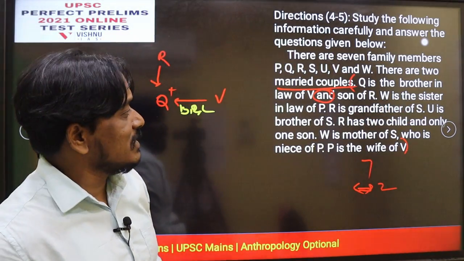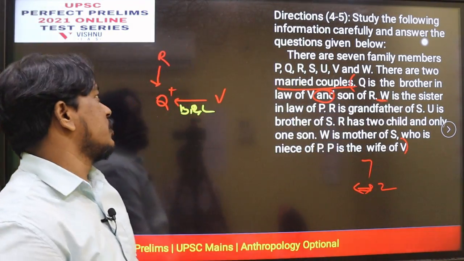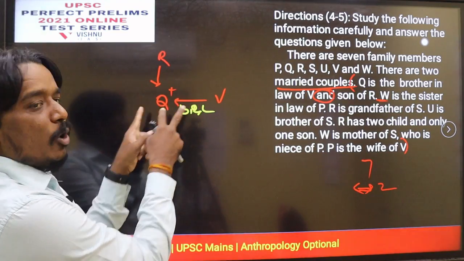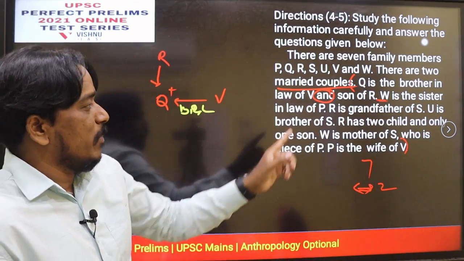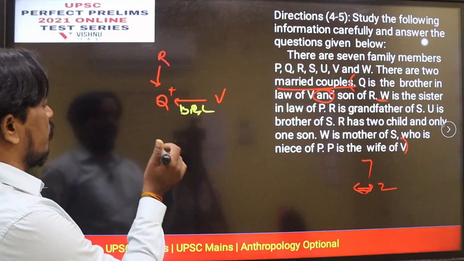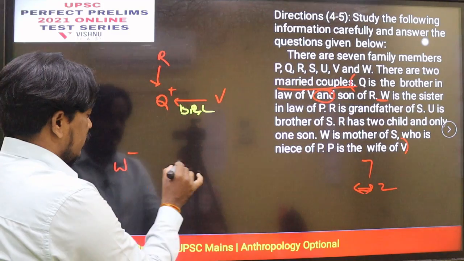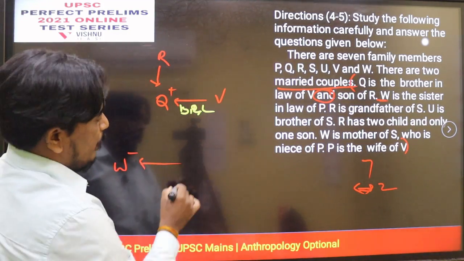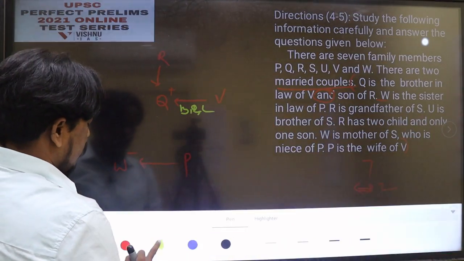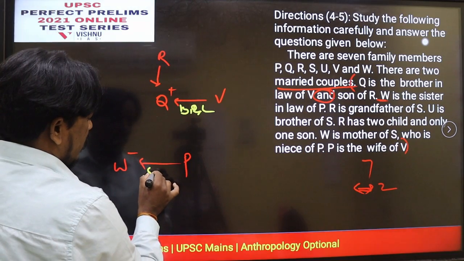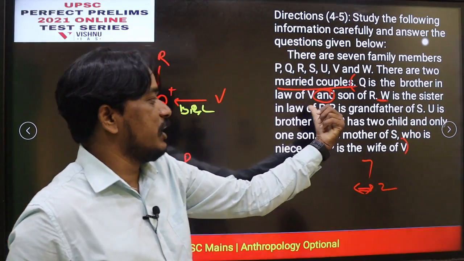Next point. W is a sister-in-law of P. Who is sister-in-law? W is a sister-in-law of P. We don't have any common points in these 2 data. We can note it down anywhere, or otherwise if we take some other points, you will get some clues. But first note down, W is a sister-in-law of P. If you take W here, W is a sister-in-law, a female. So who is a sister-in-law here? W. If you want, you can note down that relation here. Clear? W is sister-in-law of P.